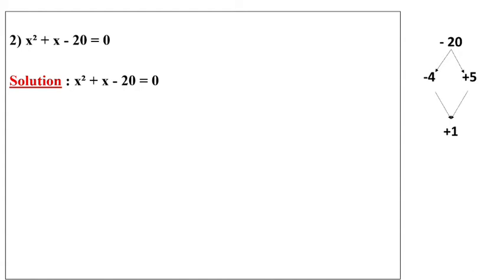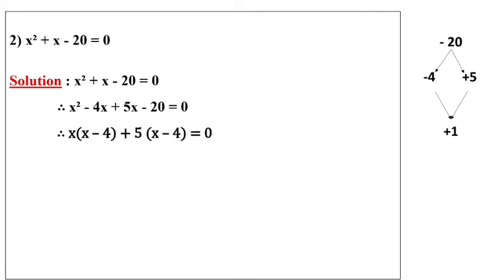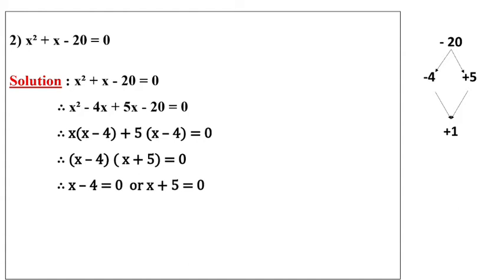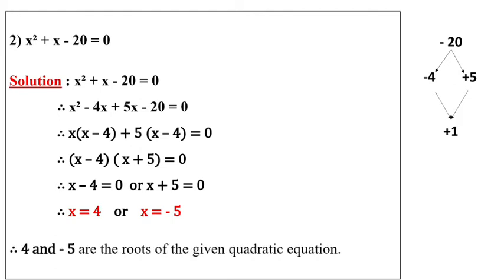Instead of the middle term, what will we put? Minus 4x and plus 5x. What is common in these two? x is common, and what is left? x minus 4. The same bracket will be copied. In the third term, we see x has gone inside. What remains? Plus 5. So the common bracket we have is x minus 4, and the other bracket is x plus 5 equal to 0. So x minus 4 equal to 0 or x plus 5 equal to 0. Minus 4 will go to the right side and become positive 4. Plus 5 becomes minus 5. So 4 and minus 5 are the roots of the given quadratic equation.